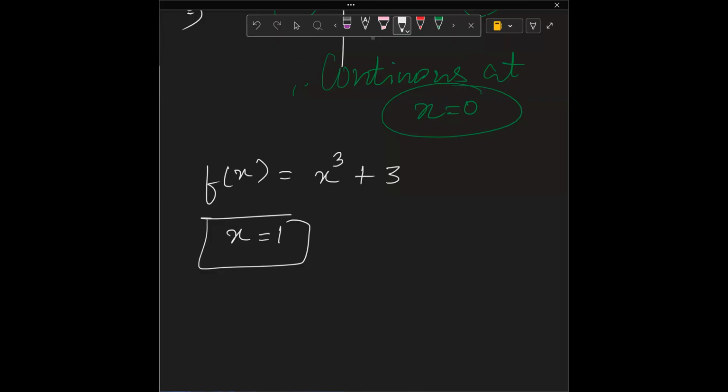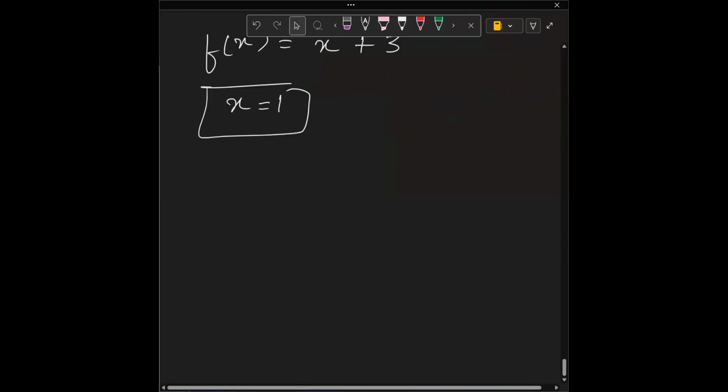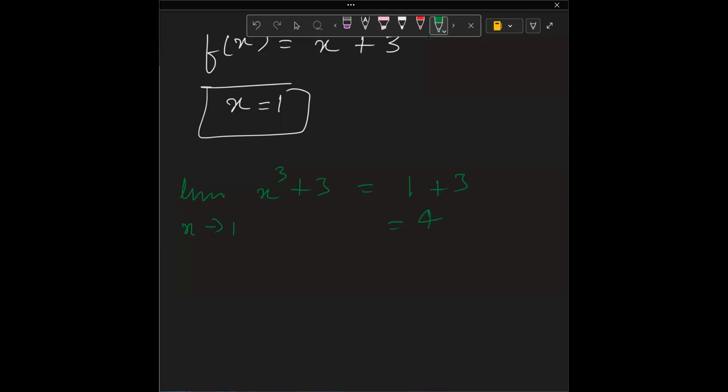Yes, sir. It's continuous at x equals 1, right? How will it be continuous? Your limit, x tending to 1 for your function, is this. So this is 1 plus 3, that means 4.